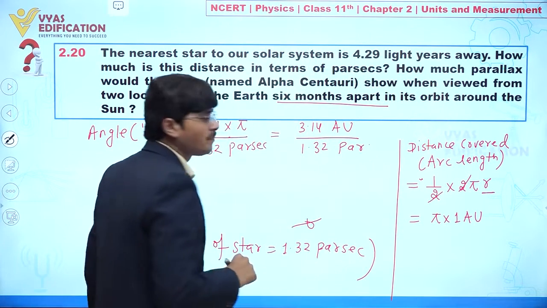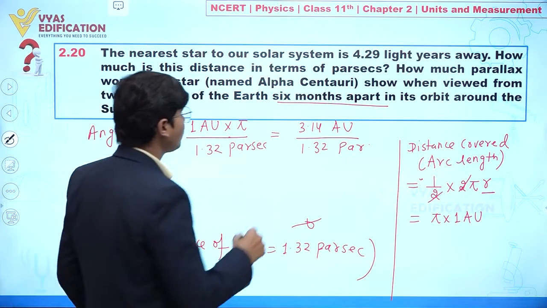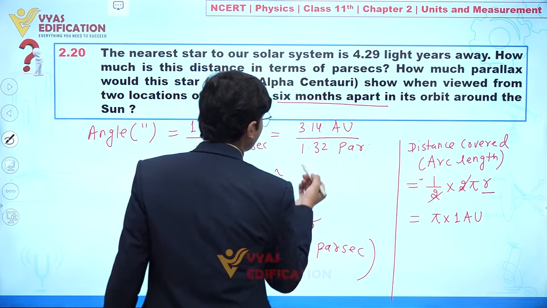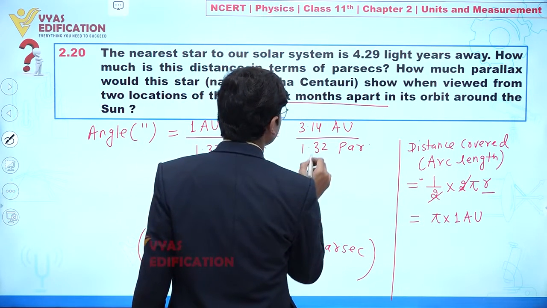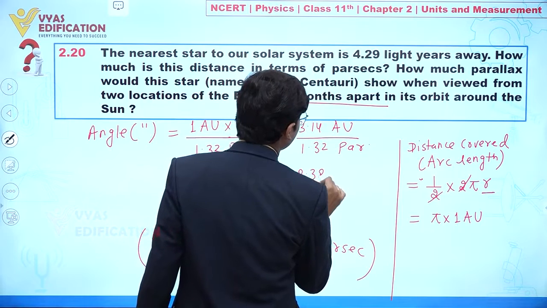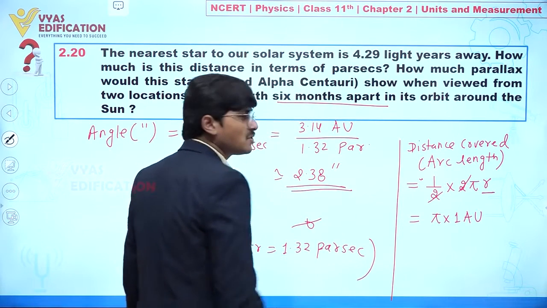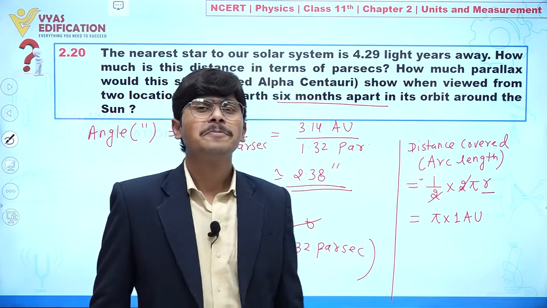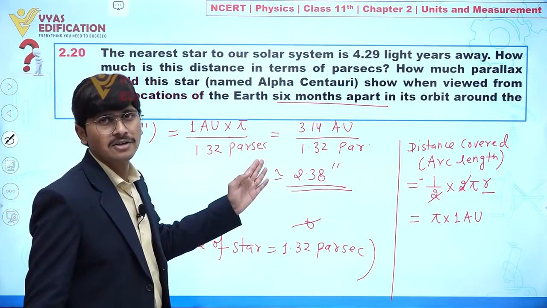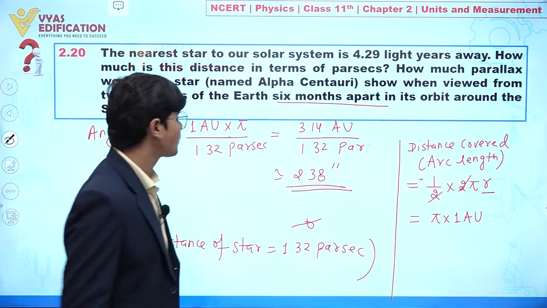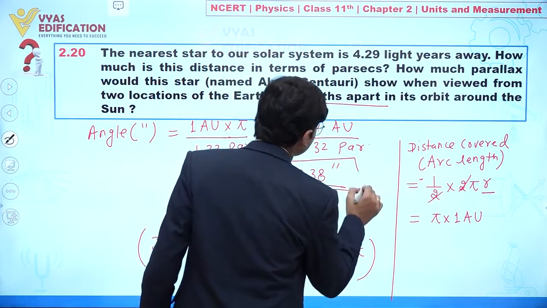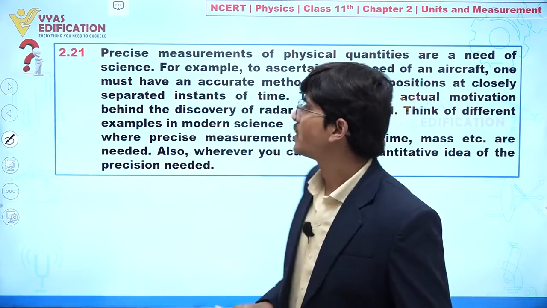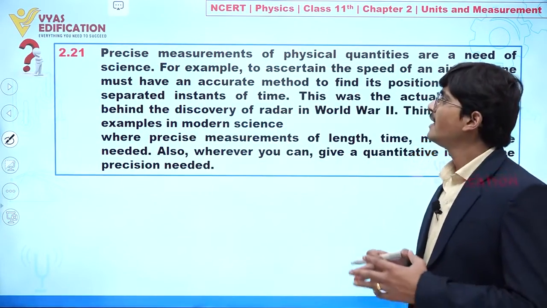Now if you calculate it, you will find this angle is near about 2.38 in seconds. So this is the parallax, or we can say this is the angle subtended by an arc at a particular location. So the correct answer we have is 2.38 seconds. Clear to everyone?